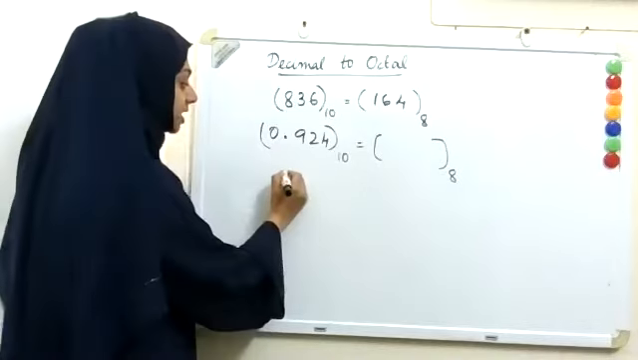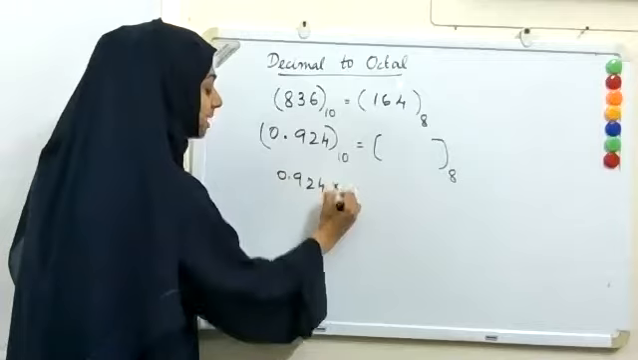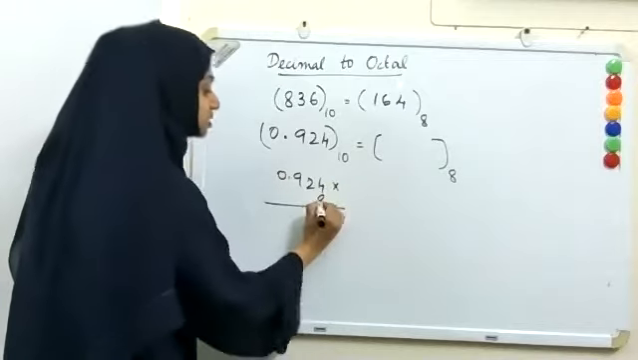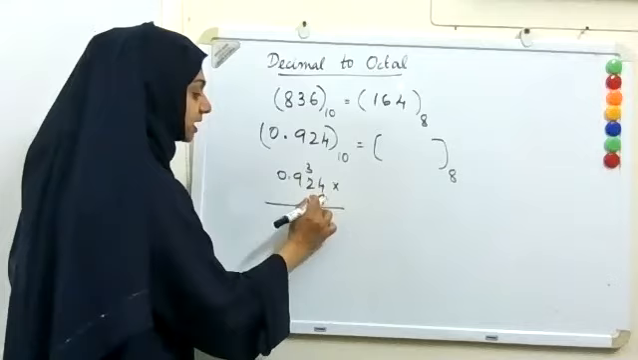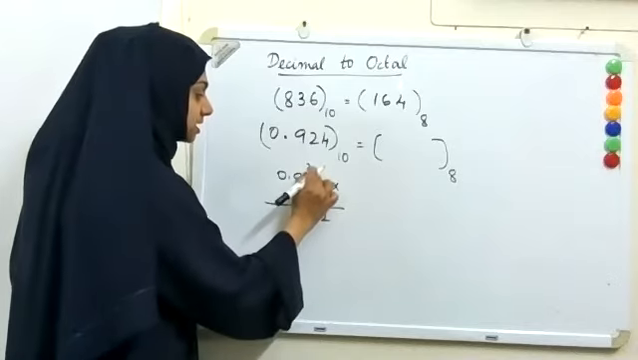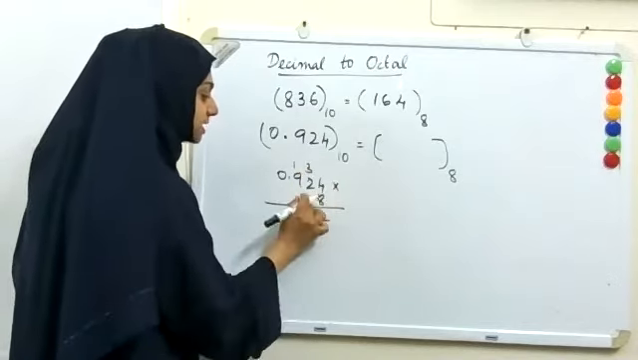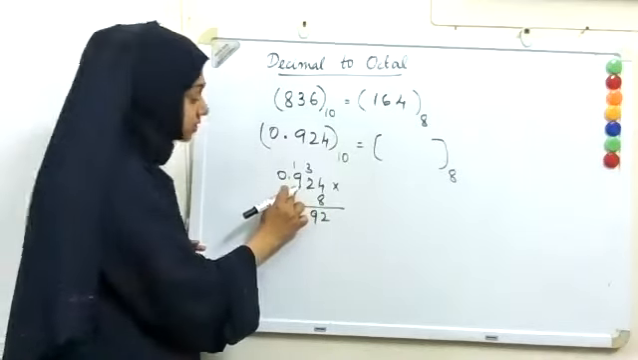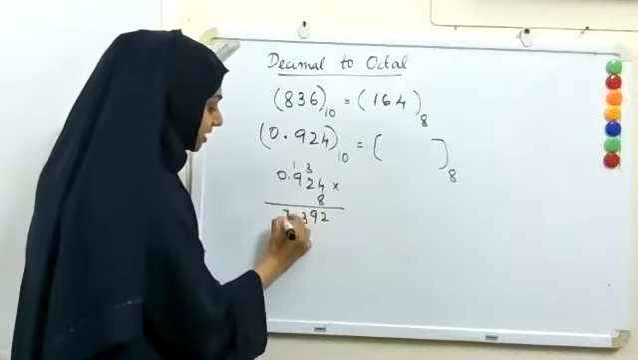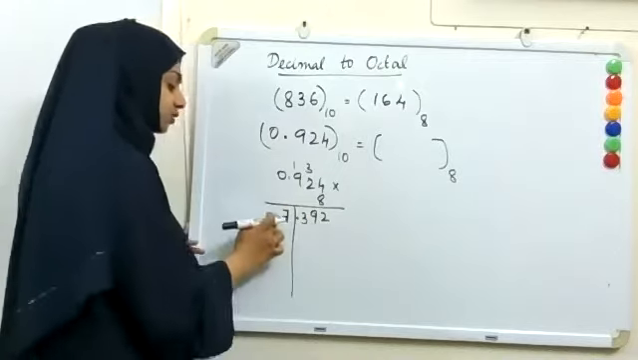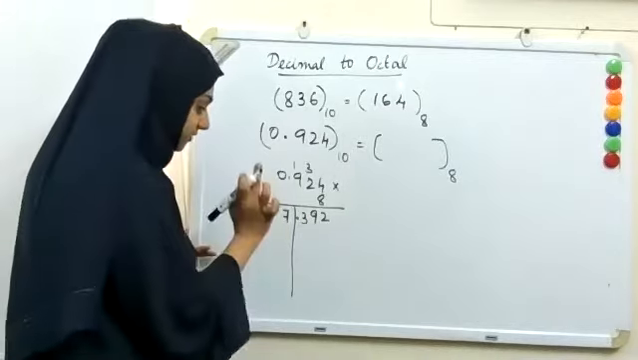So let us do that. You have here 0.924 multiply with 8. So 8 4s are 32, so 3 balance. 8 2s are 16, 16 plus 3, 19, 1 balance. 8 9s are 72, so 73. So 3 here, 7. Now we will separate out what comes before the decimal. So here we have 7.